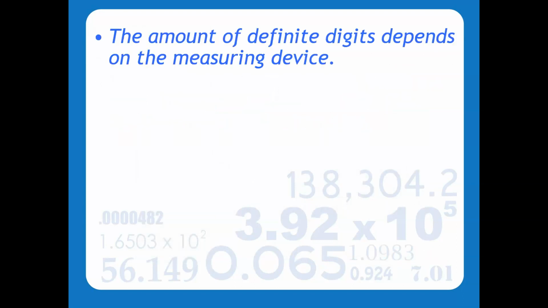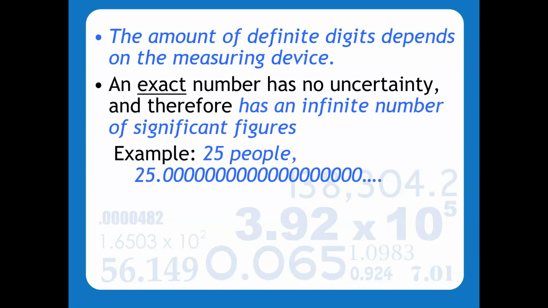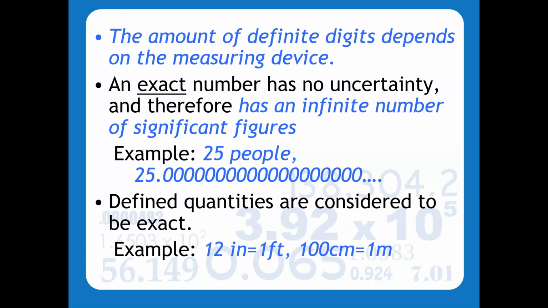The amount of definite digits depends on the measuring device. And so an exact number is often said to have no uncertainty, and therefore it has an infinite number of sig figs. So whenever we're counting things, like 25 people, we're really talking about 25.00000. You get the idea. So that is considered an exact number, and that will never limit your number of significant figures in your calculations. But we'll come back to that a little bit later.